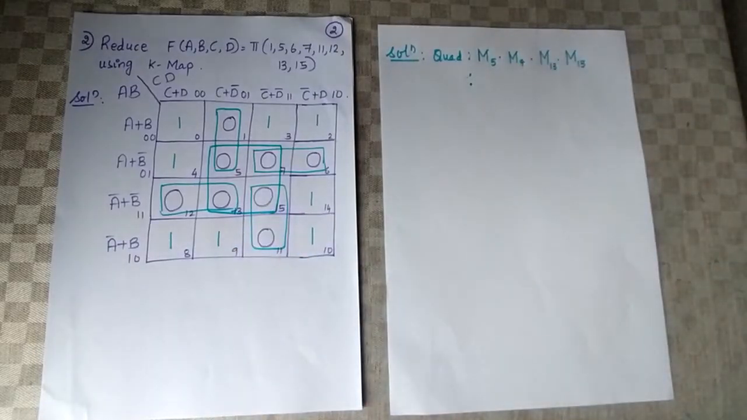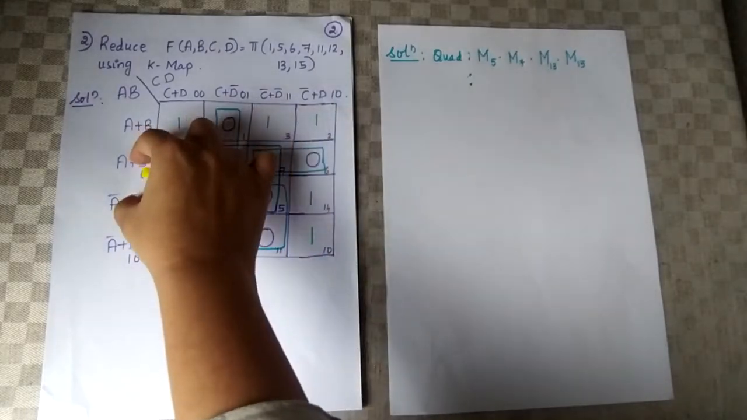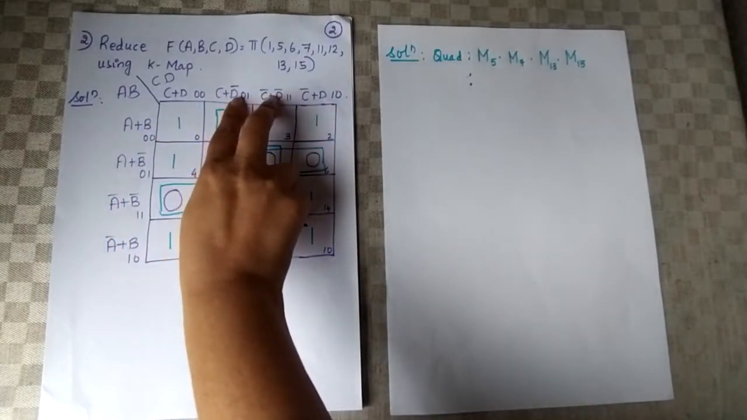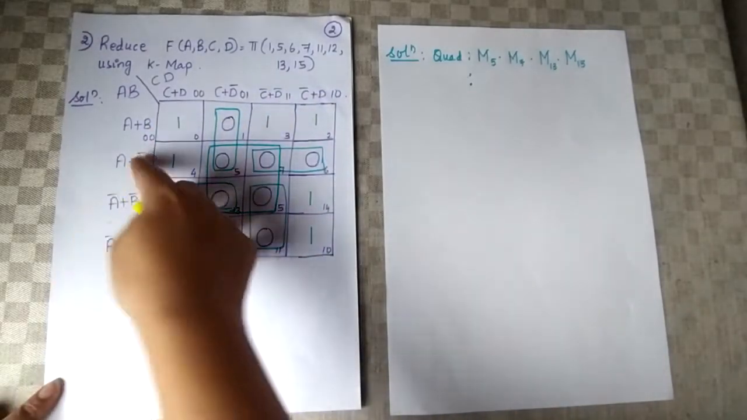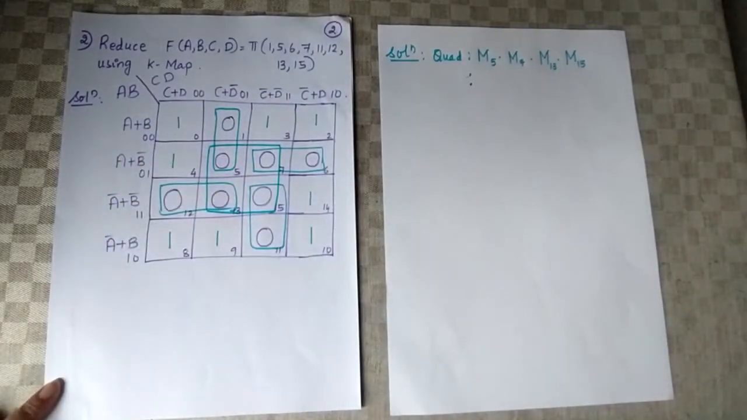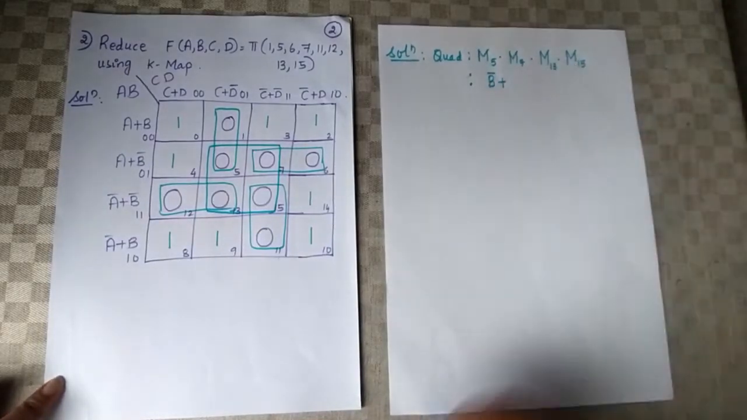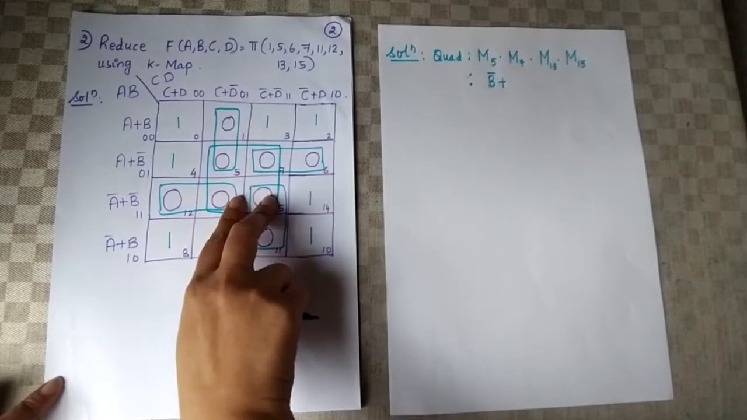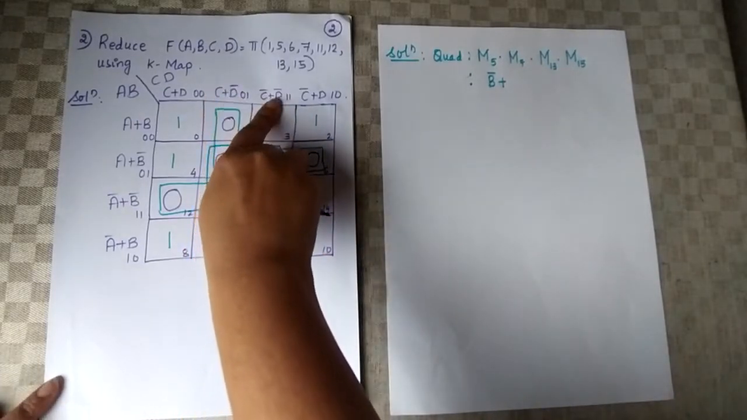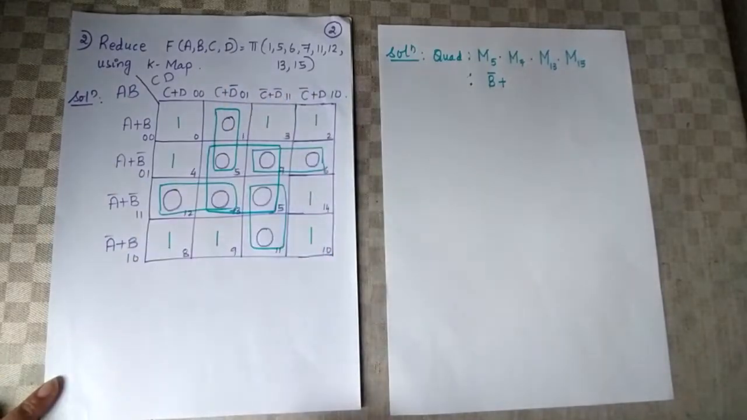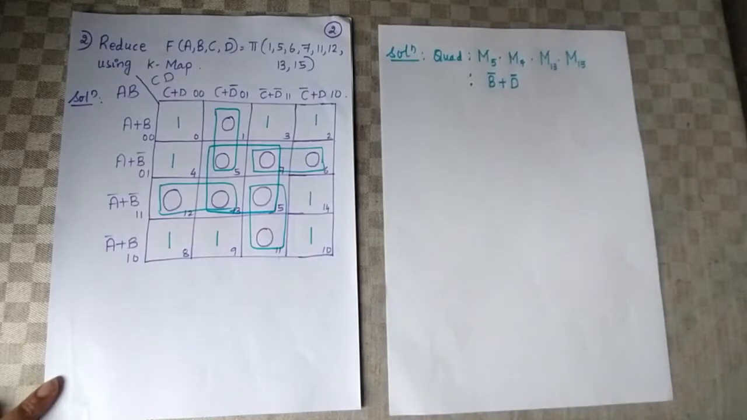This particular quad is associated with these 2 rows and these 2 columns. Now check for these 2 rows. Here are the terms. Out of this, what is the common variable? It is B complement. Say plus. Here are the 2 columns to which it is associated. These are the terms associated with the columns. What is the common variable? D complement. So it is B complement plus D complement.